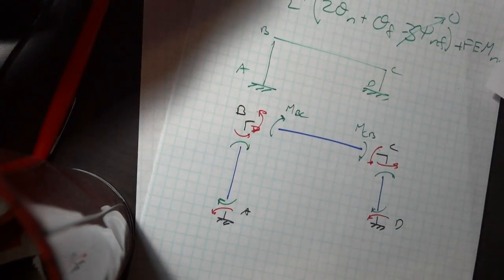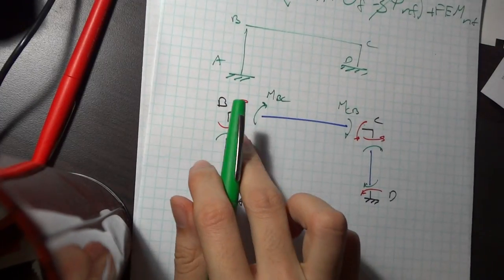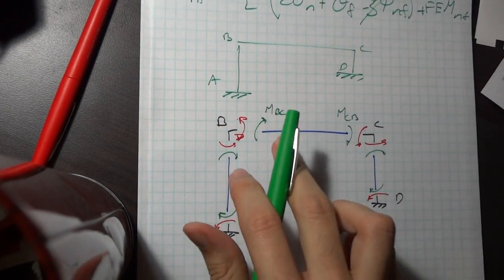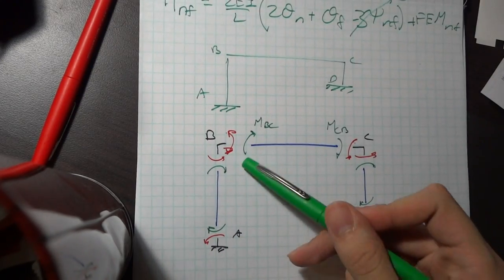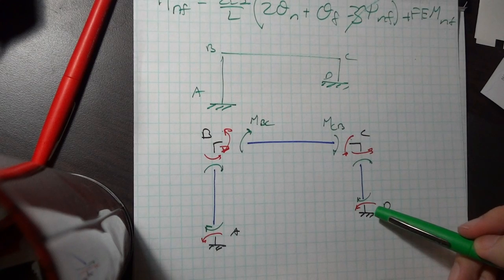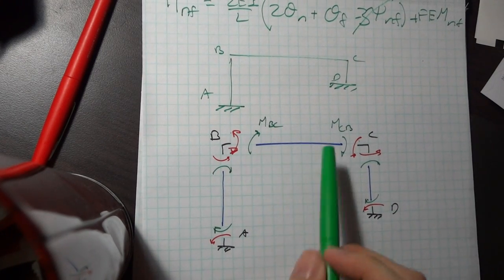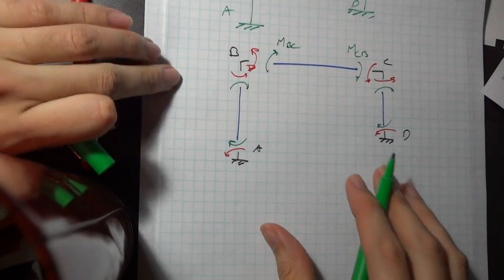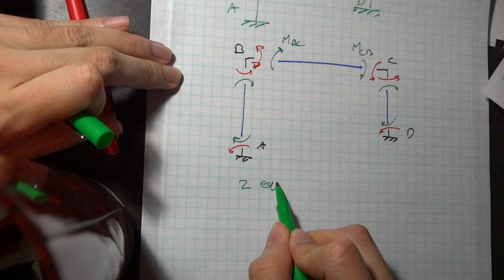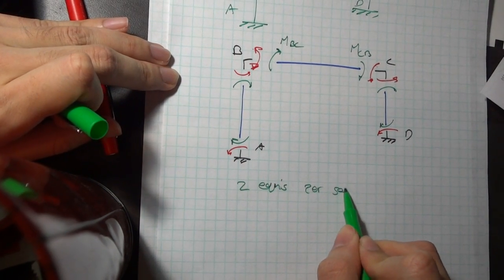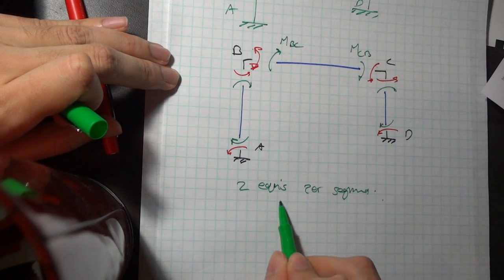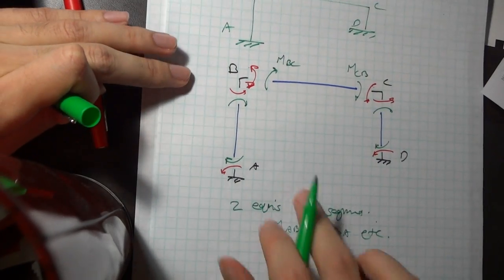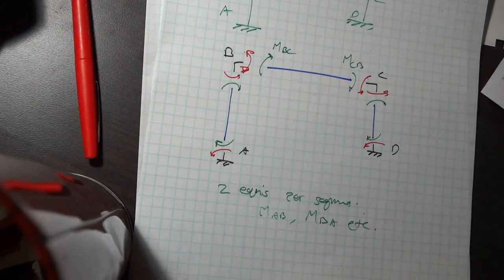But I think the point we were leaving off was I just drew in the moment diagram arrows. So once you have these, you're going to calculate MBC, MCB, MBA, MAB, MCD, MDC. You're going to calculate your moments for every segment, so that you end up with two equations per segment, MAB, MBA, etc. This is for any problem you do, regardless of what it looks like.